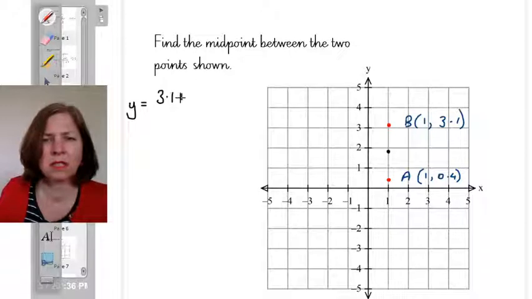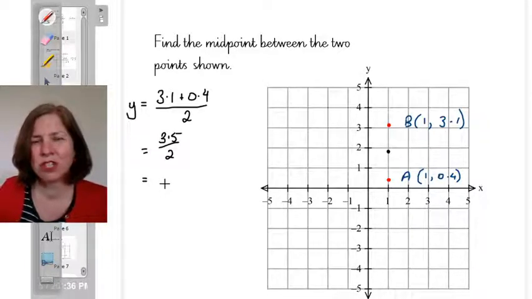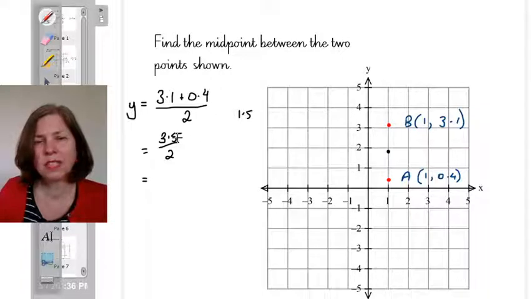So I have 3.1 plus 0.4 all divided by 2. So that gives me 3.5 divided by 2. Okay, I can grab a calculator at this point, but I shouldn't really have to. What I'm going to do is think, what's half of 3? And that's 1.5. What's half of 0.5? That is 0.25. And if I add those together, that gives me 1.75. Okay.